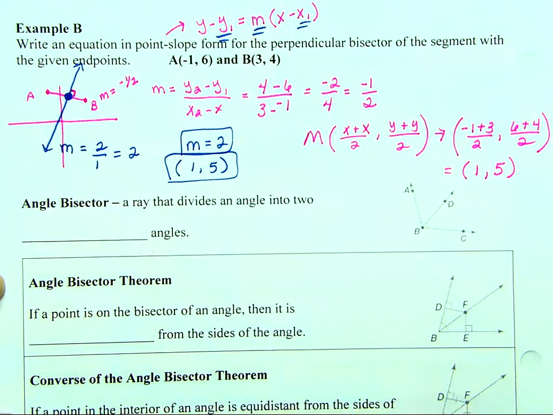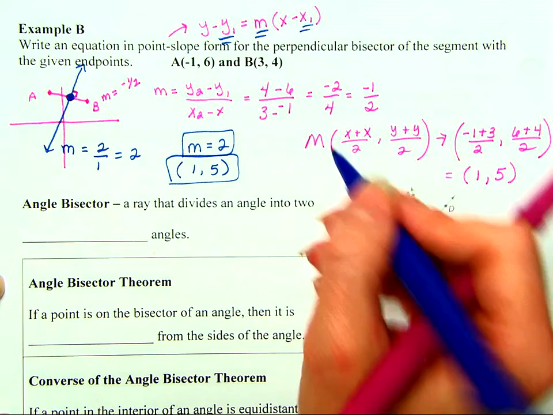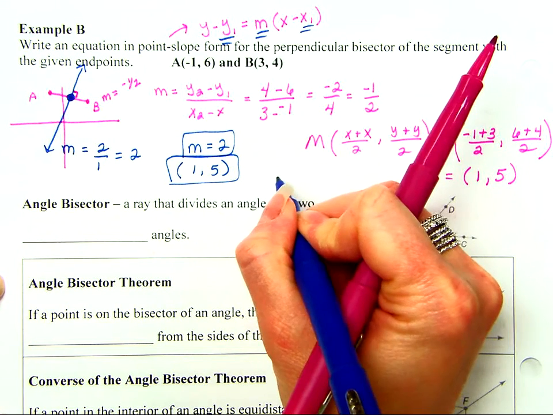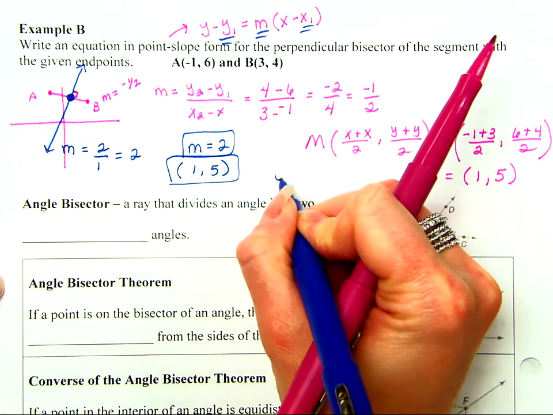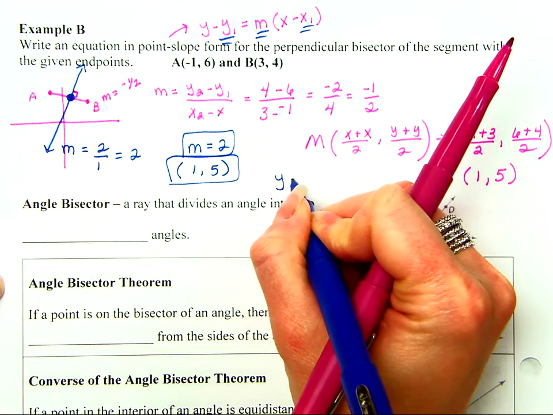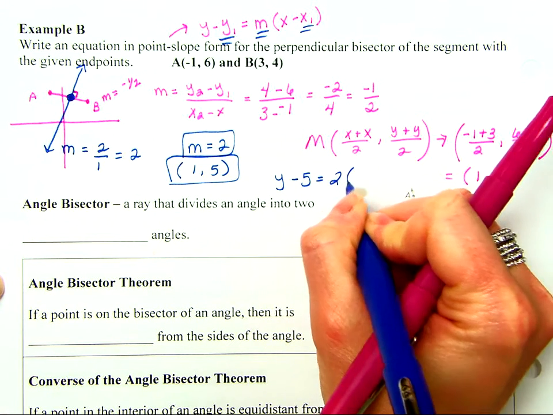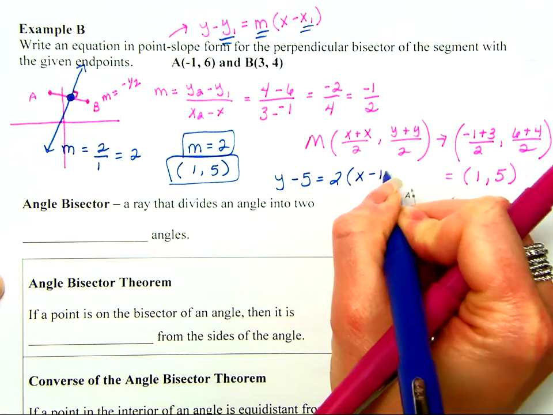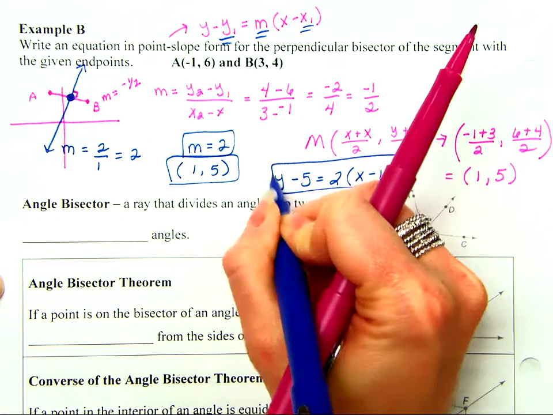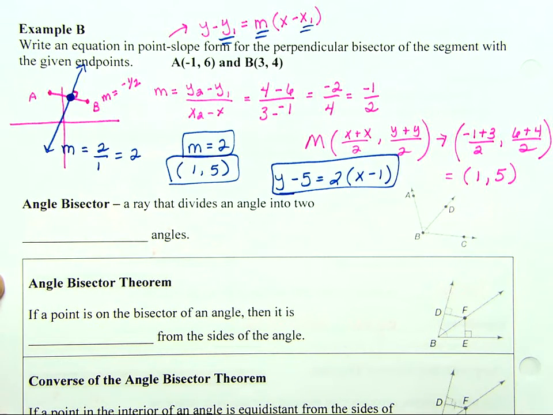So now I just have to take these numbers and substitute them in. Point slope formula, the equation for my blue line would look as so: y minus 5 equal to 2 times the quantity x minus 1. And that would be my final answer.